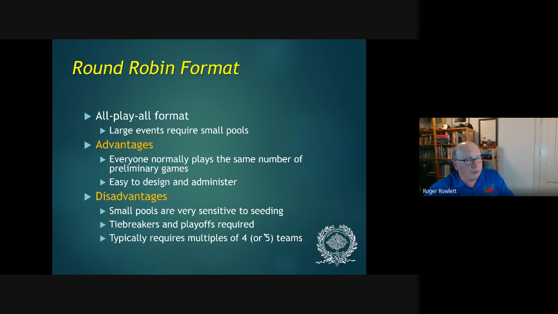Tiebreakers are required to determine who moves on to the playoffs, and playoffs will be required as well. So just something to be aware of. The tiebreakers do add some extra complexity and a little extra time to your event.